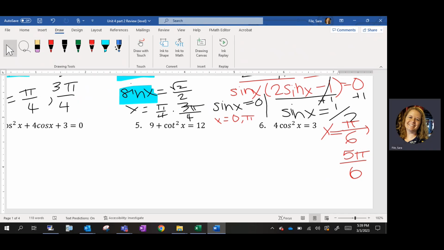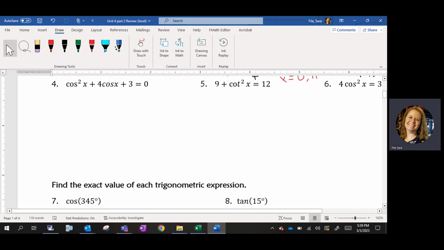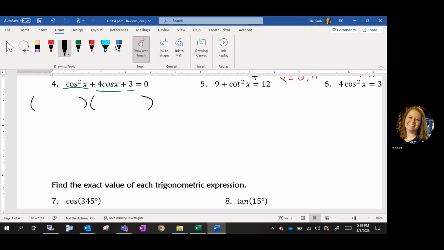Okay, let's go down to number 4. Now this one is a trinomial. You've got 3 terms. Got the cosine squared, the 4 cosine, and you've got the 3. Okay, and it's already set equal to 0. So this isn't GCF factoring, but it's the quadratic trinomial form factoring. This is where it's going to factor to 2 binomials being multiplied.